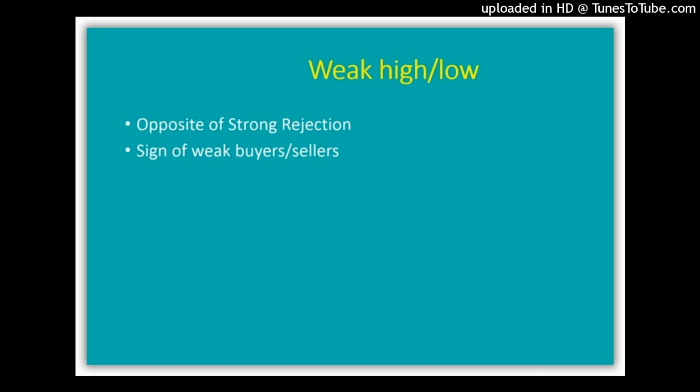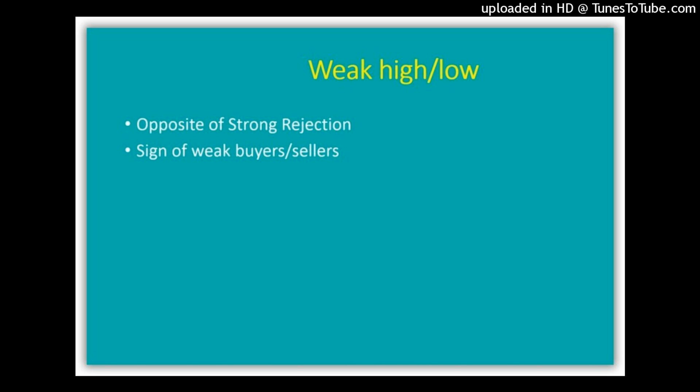This is a weak low. There isn't a strong rejection. If there was a significant or strong rejection, then it would be like this. All right, but this is a weak low. There isn't immediate rejection of lower prices. This is what makes it weak, that there isn't immediate rejection of lower prices.